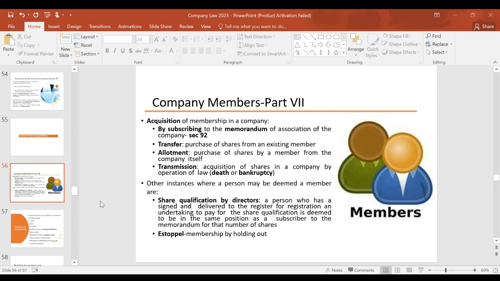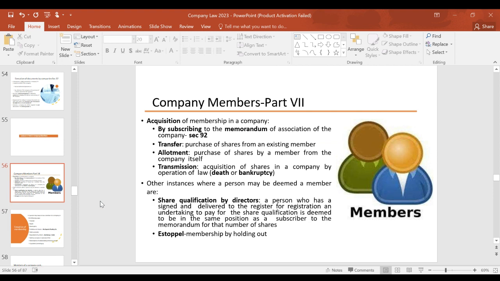Then we have another way one can acquire membership in the company, and that's through transmission. This can be after an occurrence of an event that requires that those shares should be transferred to another person, and that can be in the event of death or bankruptcy of a member of a company. So if, let's say, I have shares within a company, in case of death, those shares that I own within that company will go to my next of kin. And in case of bankruptcy, the shares owned by one will now go to the receivers or the creditors of that person who has been adjudged as bankrupt.